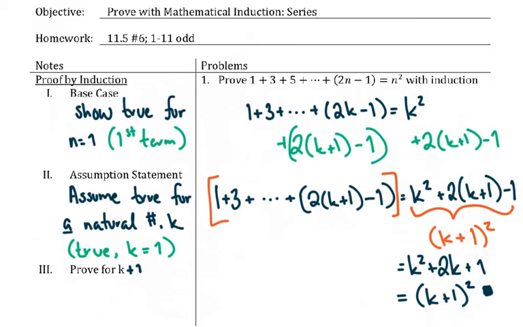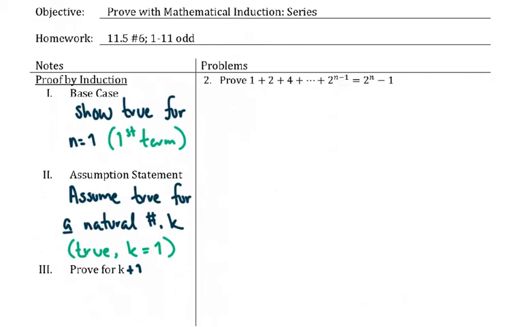So let's look at another example just to help you practice. So here we have the same idea. We have a series on this side. So all these powers of 2 add up to 2 to the n minus 1. So we've got our series on one side, our not series over here. Start with the base case. Say, okay, well, what happens if I plug in n equals 1? So that's just the first term.